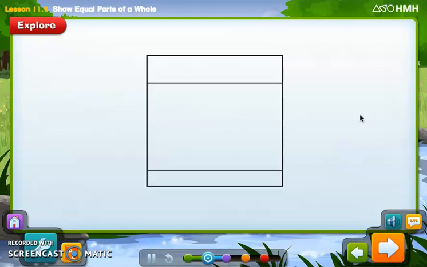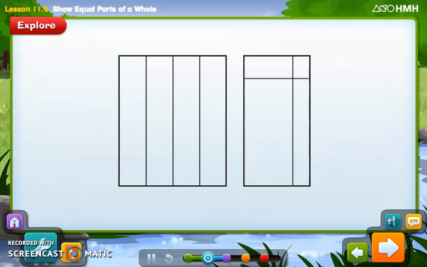Here's another square. Does it show equal parts? All right, so what do we think here? This part here is kind of small. This part here is also kind of small. Maybe those could be the same, but does this part look like it's equal? Let's find out. No, this square doesn't have equal parts because the parts are not the same size.